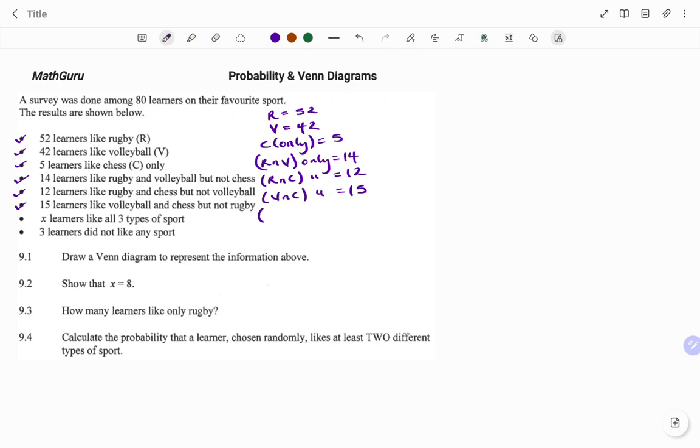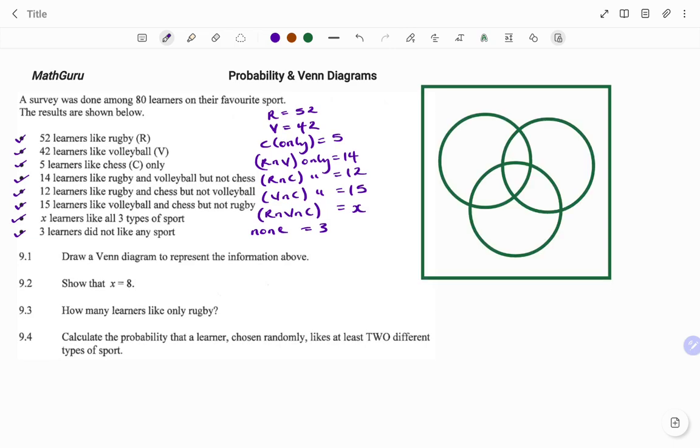X learners like all 3 types of sports. So I have R intersection V intersection C equals X. That will help me when drawing my rings for each sport to know that there's an intersection for the 3 rings that represent the 3 sports. And the last statement, 3 learners did not take any sport. So I have none equals 3.